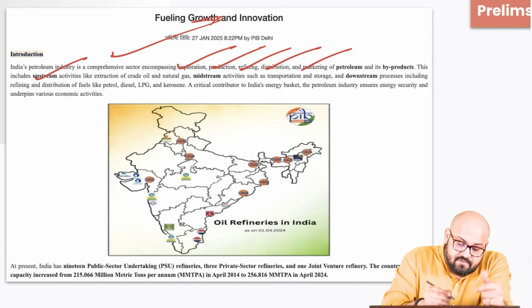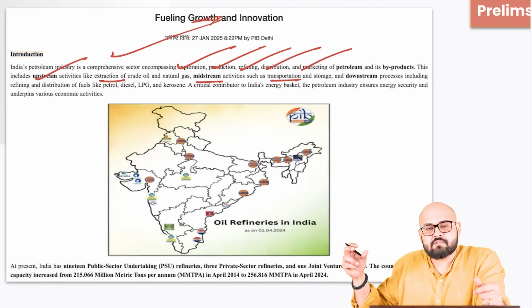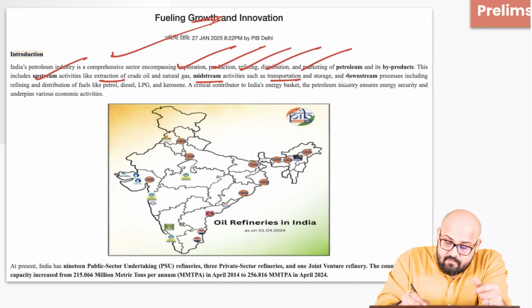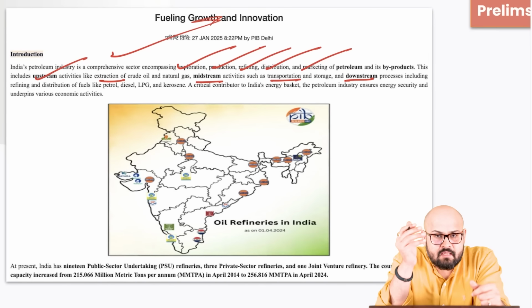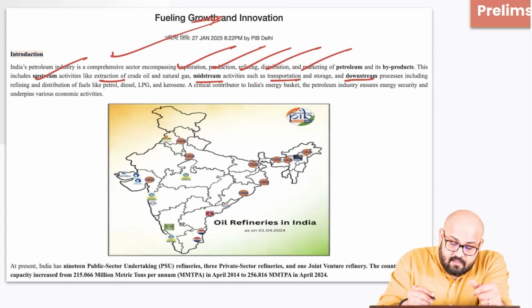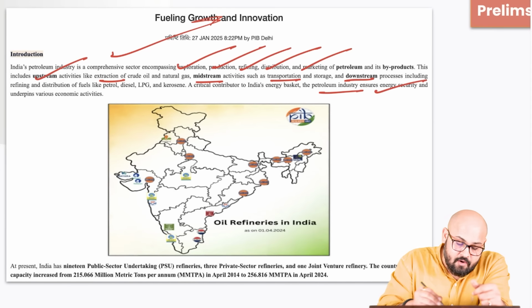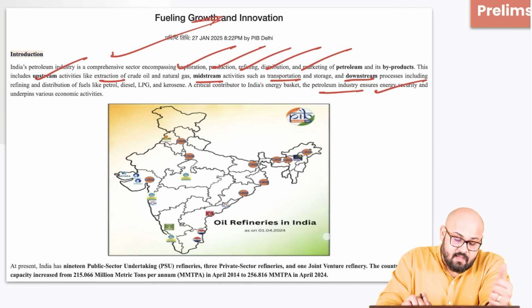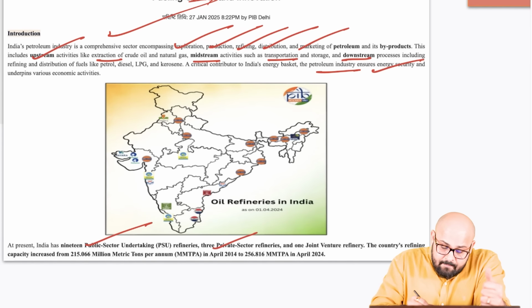It includes upstream activities like extraction of crude oil and natural gas, and midstream activities such as transportation and storage. We have a lot of pipelines which follow. And then we have downstream processes including the refining and distillation of fuels like petrol, diesel, LPG, kerosene. A critical contributor to India's energy basket, the petroleum industry ensures energy security and underpins various economic activities. At present, India has 19 public sector undertakings, 3 private sector refineries, and 1 joint venture refinery.